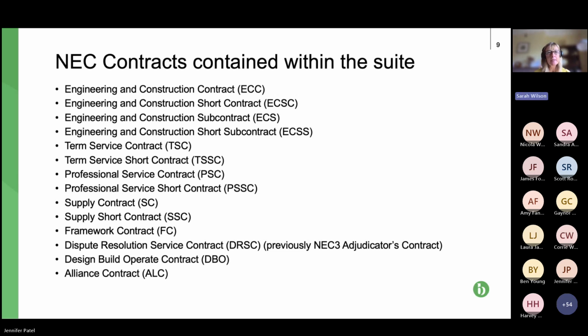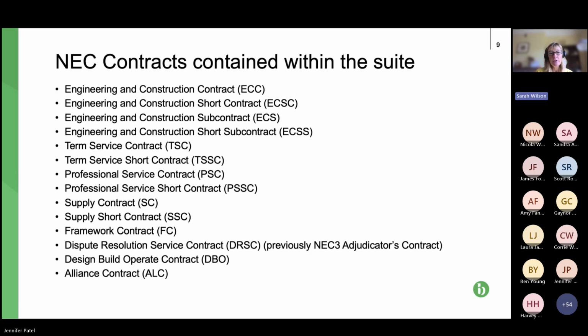So a horrendous slide. Don't switch off, please, because we can separate it out. It's actually not as bad as it looks, honestly. So these are the contracts contained in, I think, 16. So if you look at the first 4 to start with, they are all engineering and construction contracts. The first 2 are the contract and the short form contract. So they're for contractors engaging with the client. The short form is for small works, a bit like the minor works JCT.